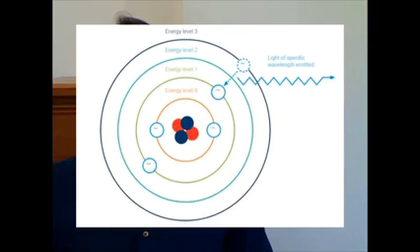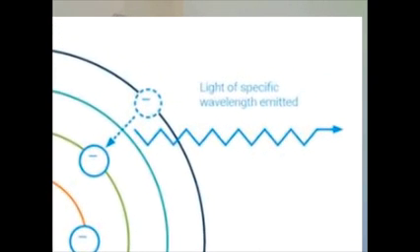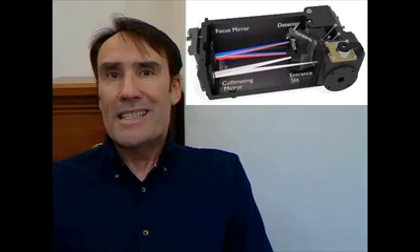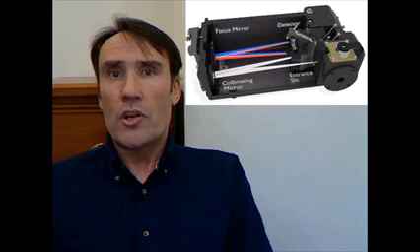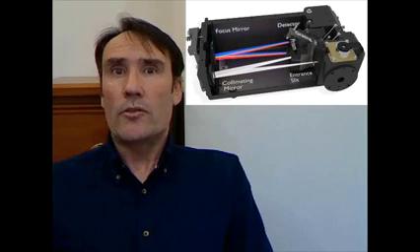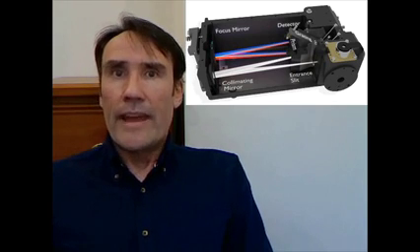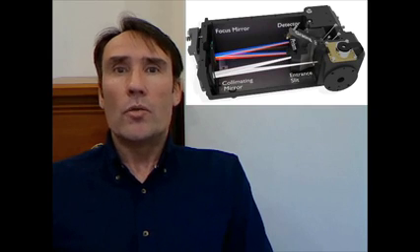Now, when those atoms and ions return from an excited state to a ground state, they emit energy as well, but the energy they emit is in the form of light. So the next component I wanted to talk about with the ICP-OES is the optics. The optics take the light from the atoms and ions returning from excited state to ground state, and they direct it down onto a detector.